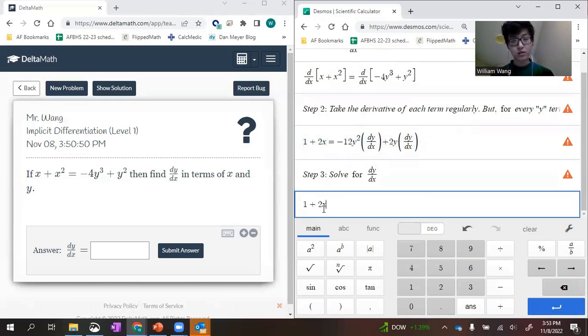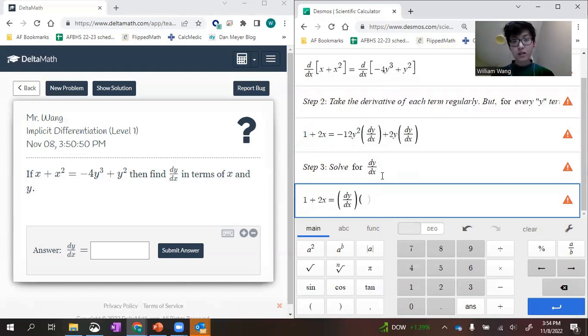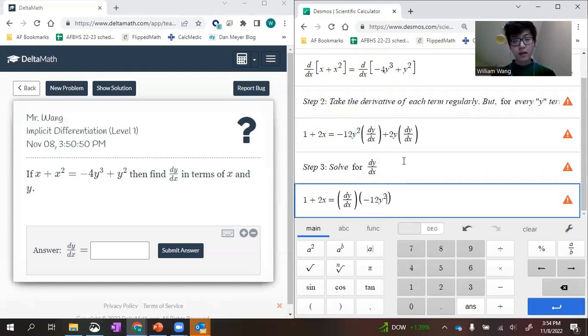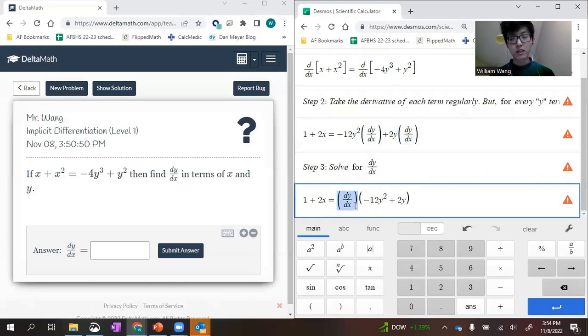Nothing changes here. So 1 plus 2x is equal to, here though, this side, I'm going to factor dy over dx out from both terms. So dy over dx, I take it out of negative 12y squared plus 2y. Right, so I took it out of both these terms. This is sort of like foiling. If I were to multiply this back in or distribute this, it'd be dy over dx times negative 12y squared plus dy over dx times 2y, right? But I factored it out.